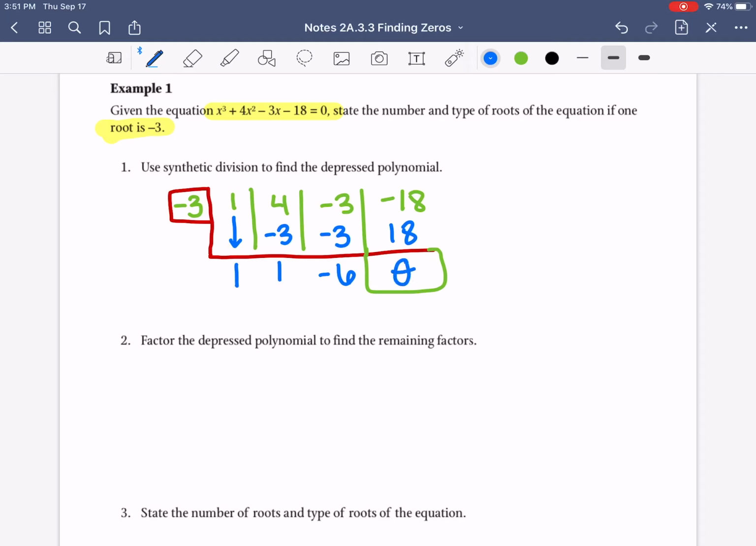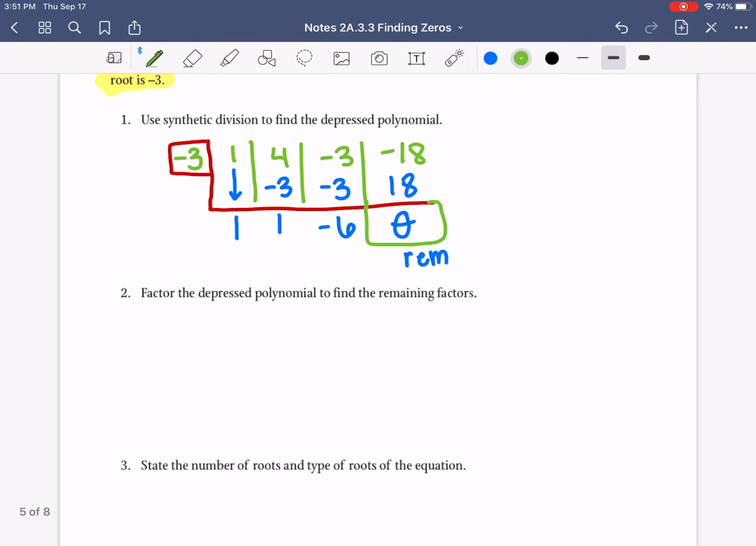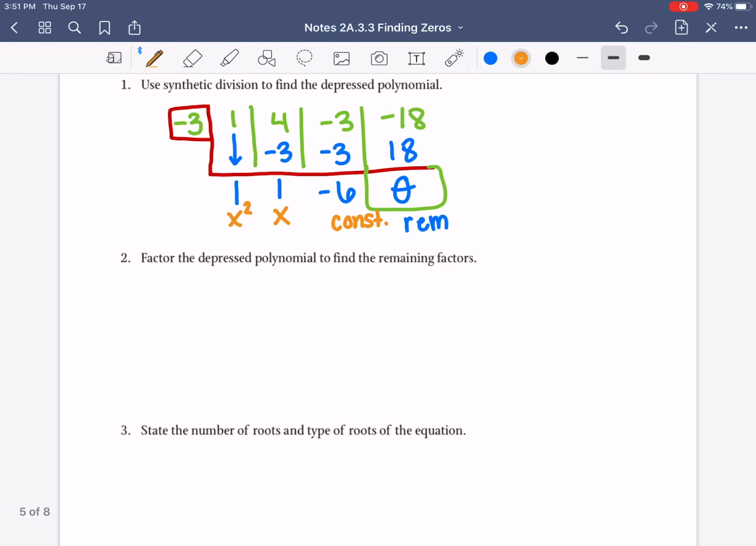Okay, that just means that the remainder is 0. That means -3 is a root. We already knew that. They told us that. Well, what we have now is a depressed polynomial, because remember the number next to the remainder is a constant. The number in front of that goes as a coefficient on x and a coefficient on x squared. So what we're going to do is try to factor the depressed polynomial to find the remaining factors.